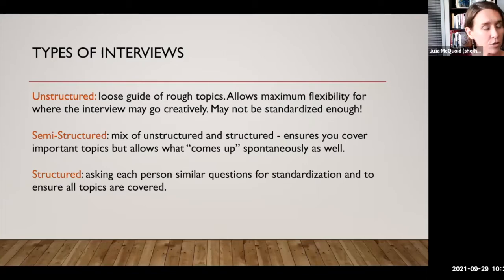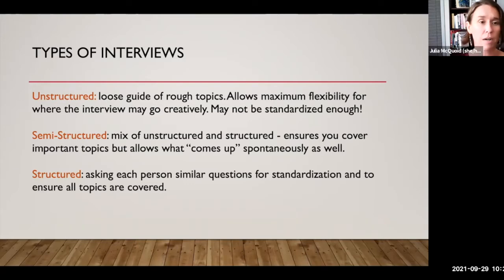Then we have semi-structured interviews. Actually, I'll do structured first, because semi-structured is a mix. Structured interviews are the most standardized, the least flexible of the styles of interviewing. In this one, we ask each person very similar questions in very similar ways for standardization and to ensure that all of the topics are covered. So this has the least room for stumbling across something that you weren't expecting or exploring a topic that comes up that you hadn't anticipated.